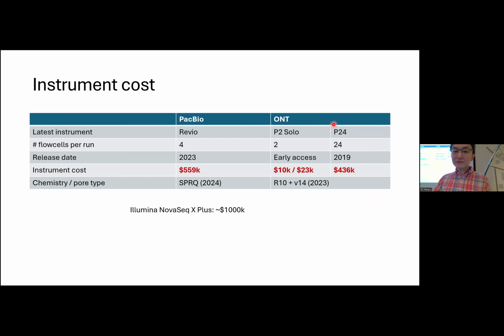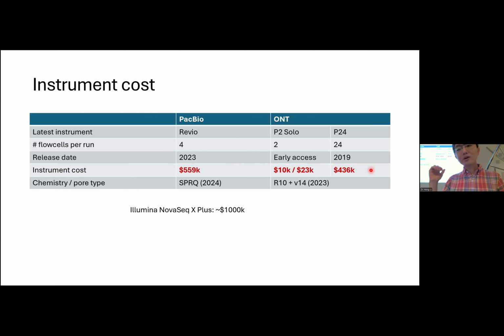And in terms of the price of the instrument, the Revio and the Nanopore, I'm showing the P24. I got this price from their website. And the Revio, each time they can do 4 flow cells. And Nanopore, the P2, 2 flow cells. And P24, this is 24 flow cells. And this is an early access product, so it's not formally ready for the market. And so the P24 is earlier. And so the instrument cost, the PacBio is over $500,000. And the P24 is almost $500,000 as well.